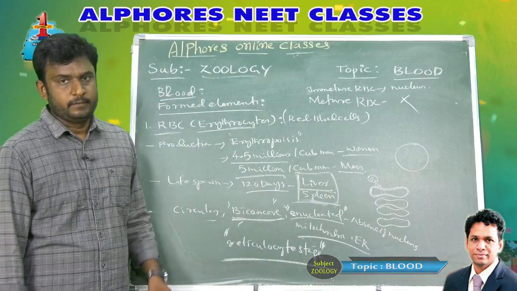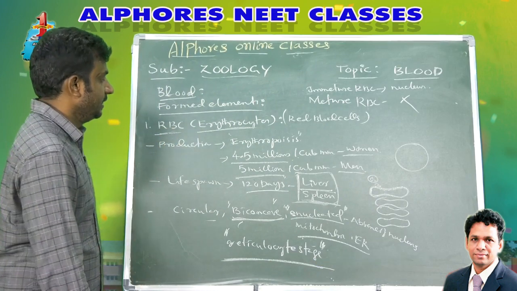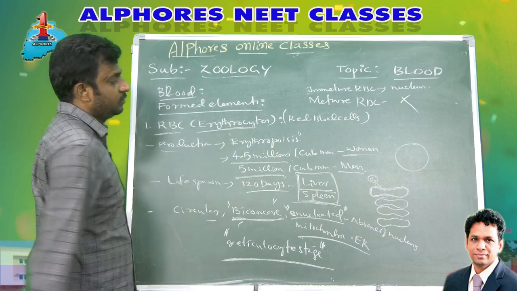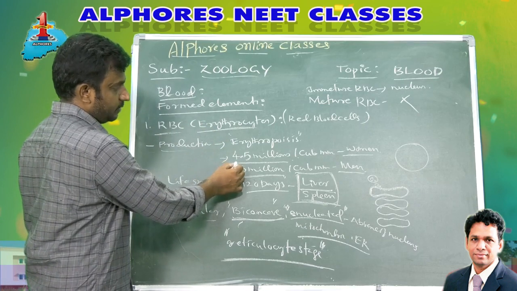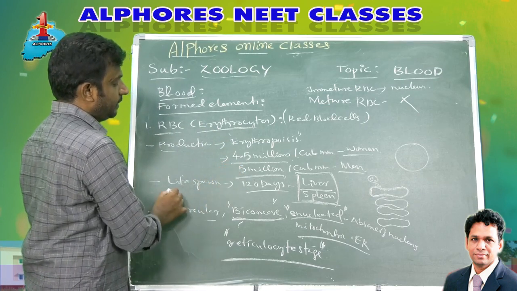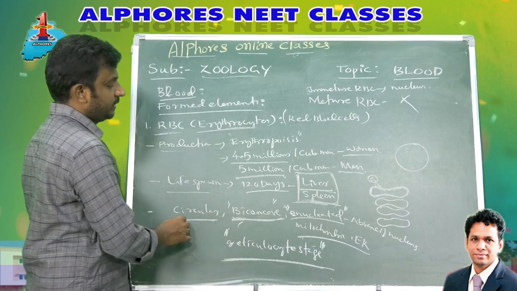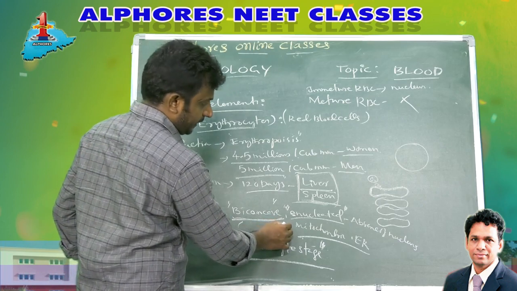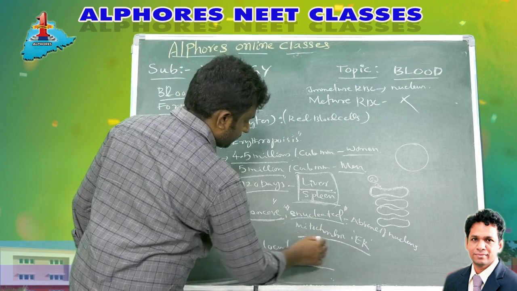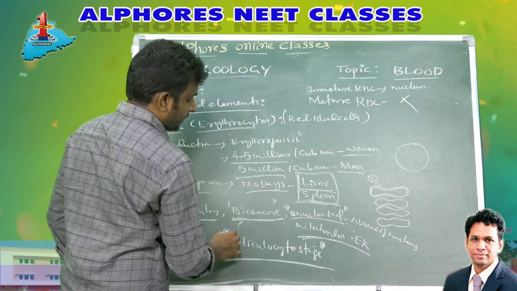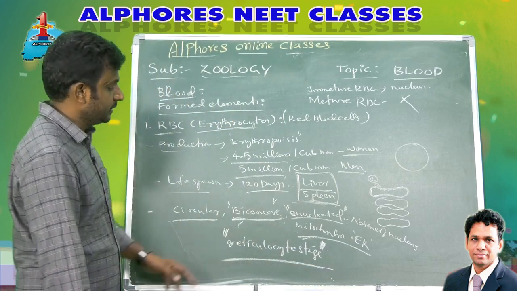Now we are studying RBCs, erythrocytes, red blood cells. The production of RBC is called erythropoiesis. The number of RBCs is 4.5 million in women and 5 million in men. Lifespan is 120 days. The structure of RBCs is circular, biconcave, enucleated: absence of nucleus, and mitochondria and endoplasmic reticulum are also absent. During the reticulocytic stage, the nucleus disappears.